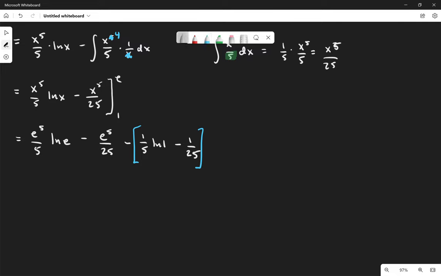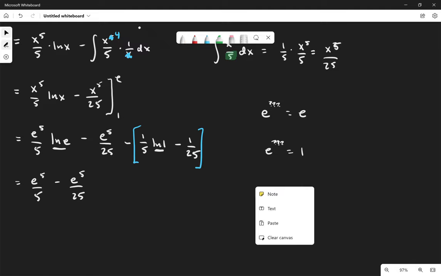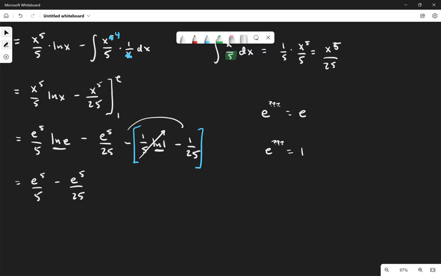So, now let's do it. What's ln e? Well, think about it. ln e as a question is, e to what power gives me e? And the answer is 1. e to the fifth over 5 minus e to the fifth over 25. Now what's ln 1? e to what power is 1? e to the 0 power is 1. So 1/5 times 0 goes away, and then I have to add on 1 over 25.